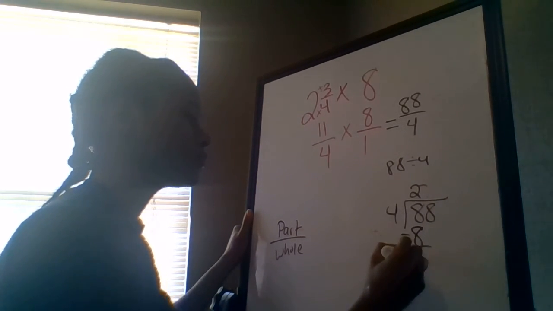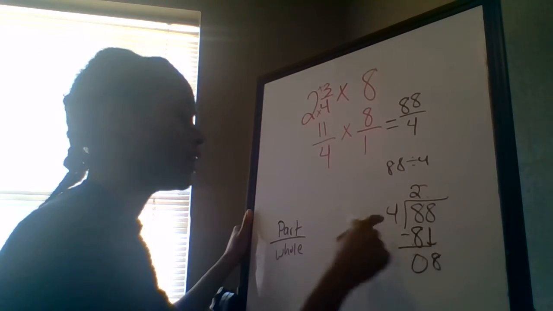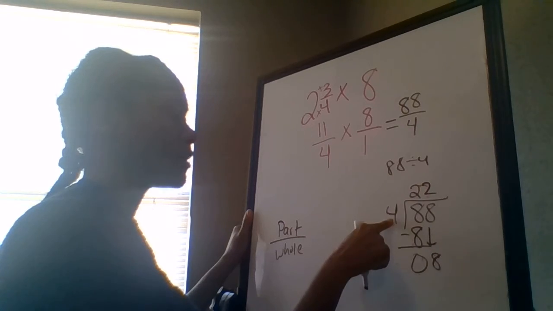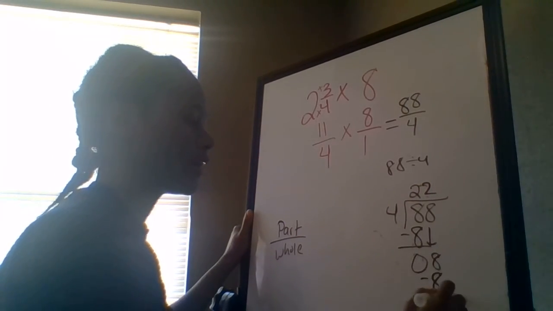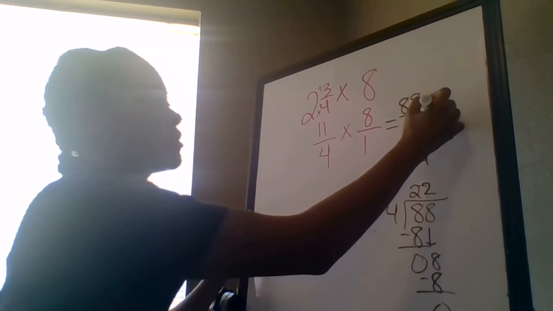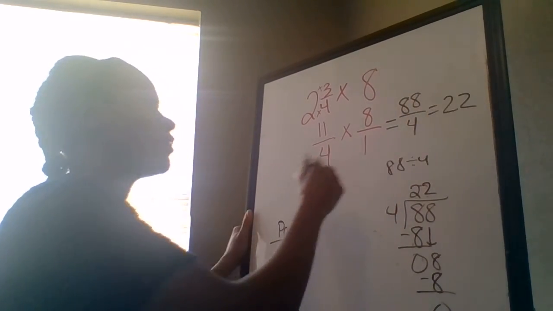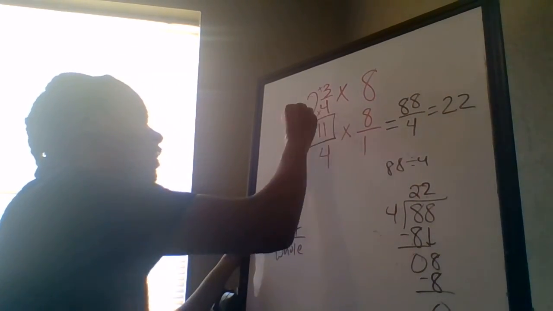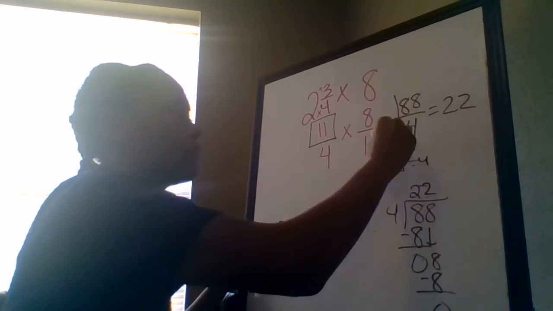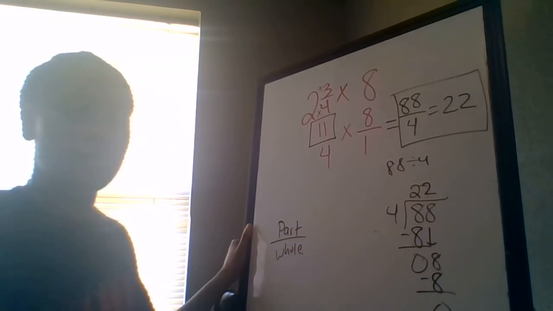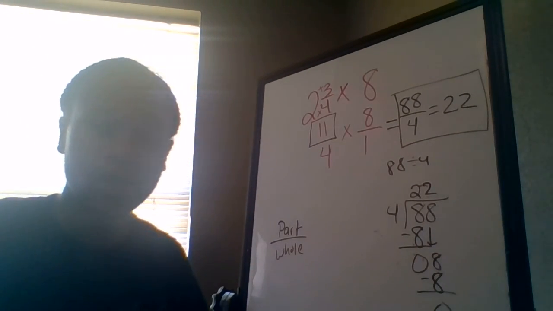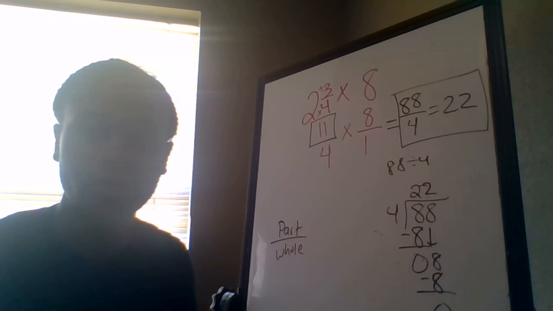We subtract. We bring down our next number. 4 goes into 8 2 times. 2 times 4 is 8. We subtract, and we have 22. So 88 divided by 4 is equivalent to 22. So this is what you should have in that box, and the other answer should have this in the box. So remember, when you multiply fractions, you have to change your numbers into improper fractions.